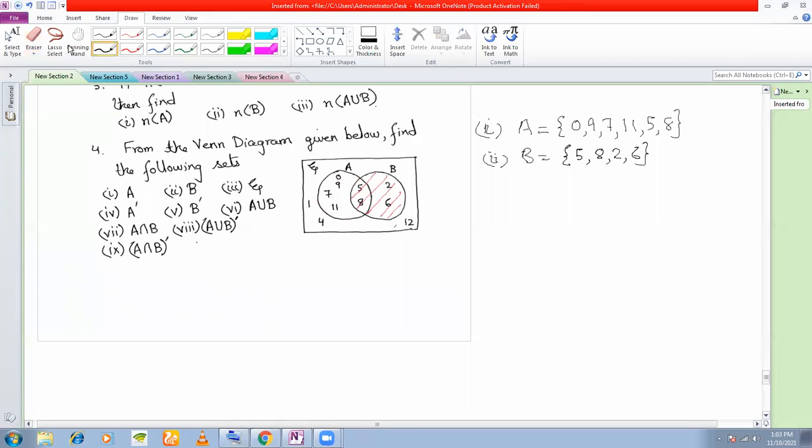Next question is Xi, the universal set. All the elements within the rectangle. Whatever element that you see, whatever number that you see within the rectangle, you write all of them. Order does not matter. And there's a 12 also.